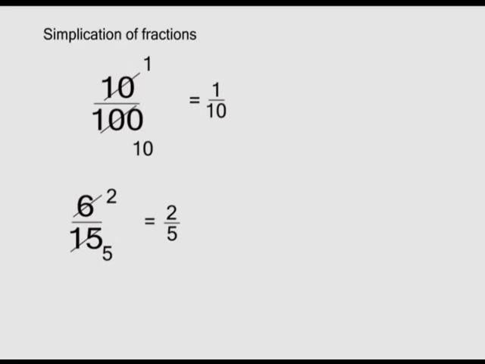Simplification does not change the fraction, it simply makes it easier to work with small numbers. In other words, when you multiply or divide the numerator and denominator by the same factor, the fraction does not change its value. That is to say, 1 over 2 is equal to 2 over 4, which is equal to 3 over 6, and it's equal to 50 over 100. These are called equivalent fractions.